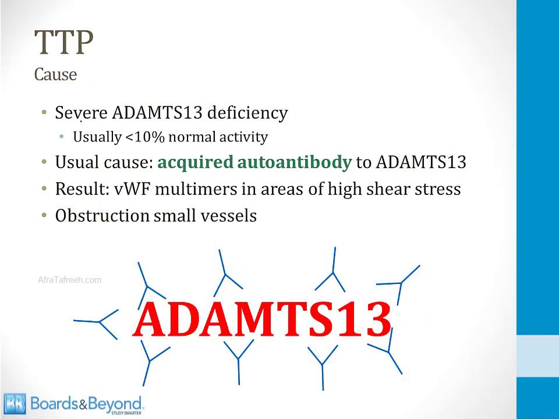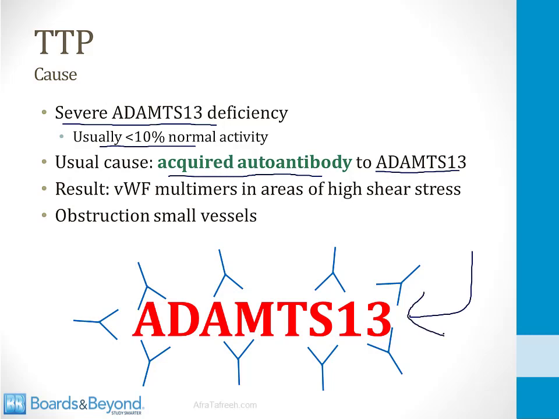So the cause of TTP is a severe deficiency of the ADAMTS13 enzyme. Usually activity levels are less than 10% of normal among patients who develop TTP. The reason this usually happens is because patients develop an acquired autoantibody to the ADAMTS13 enzyme. I've shown you that in a picture at the bottom of the screen to help you remember that. As a result of low levels of activity of ADAMTS13, patients accumulate von Willebrand factor multimers, and the multimers most like to accumulate in areas of high shear stress. And the part of the vasculature where the shear stress is highest is the small blood vessels, and for this reason you develop obstruction of the small blood vessels.